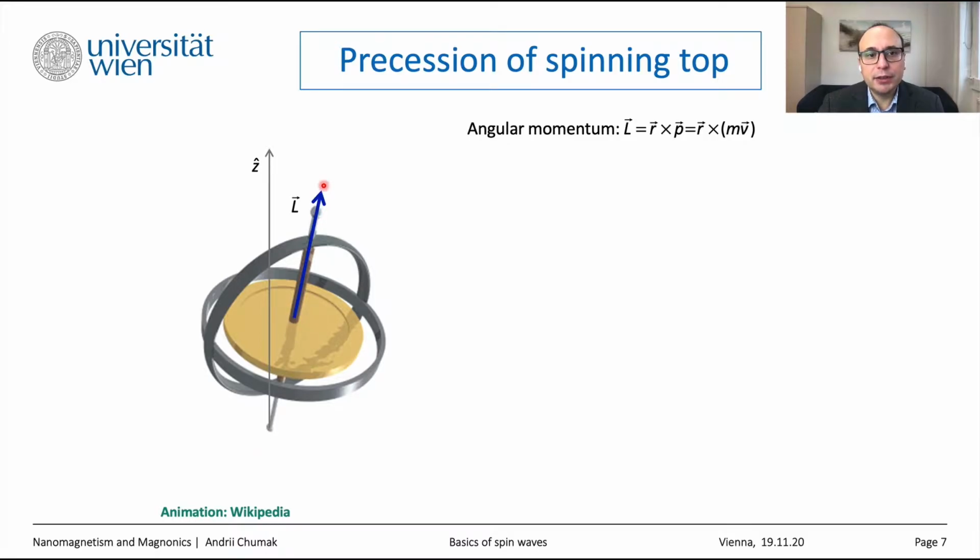And the length of this vector, as you can see here, depends on mass and velocity. It means the faster the rotation of your disk is, the larger the angular momentum is, or the heavier your disk is, the larger the angular momentum is.